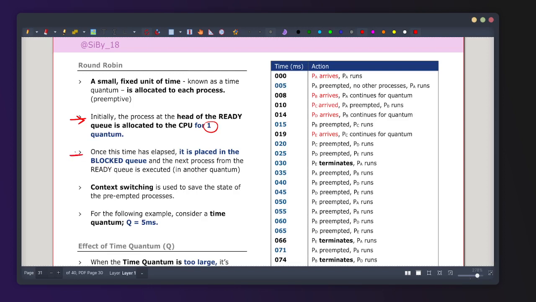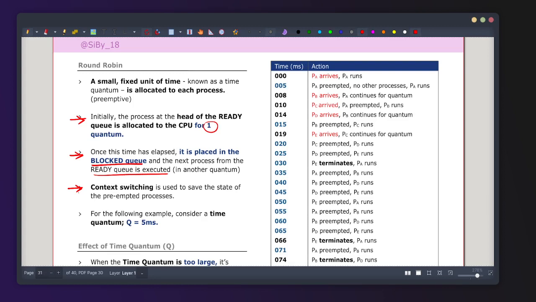And then once the time has elapsed, it is placed in the blocked queue and the next process in the ready queue is executed. Now, when this happens, guys, a process comes into the CPU, goes into the blocked queue. It cannot finish executing in one go, no? So the CPU has to constantly remember what each process's previous results were.